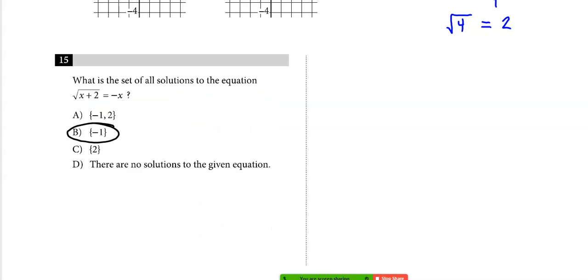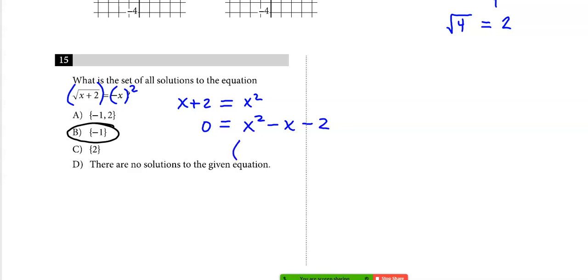I don't really like that. I'm not a fan of how they word these problems and kind of their rules, because I squared both sides, which is kind of the traditional way. And I got x plus 2 equals x squared. Negative x times negative x is x squared. I set it equal to 0.